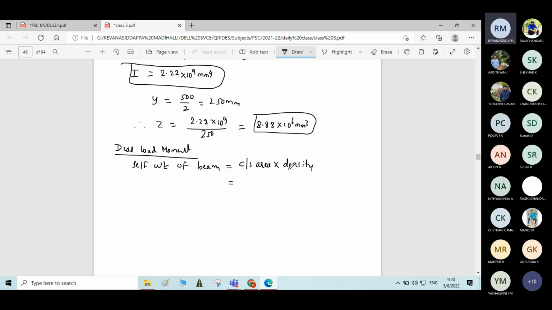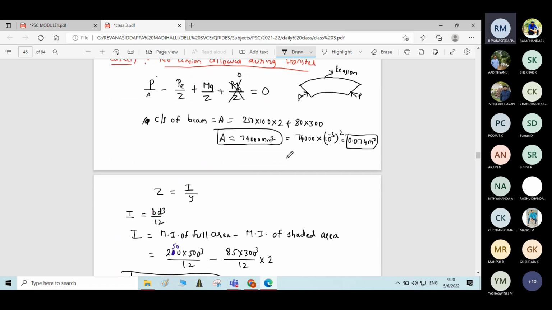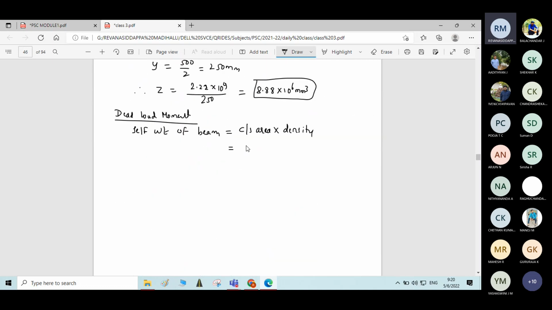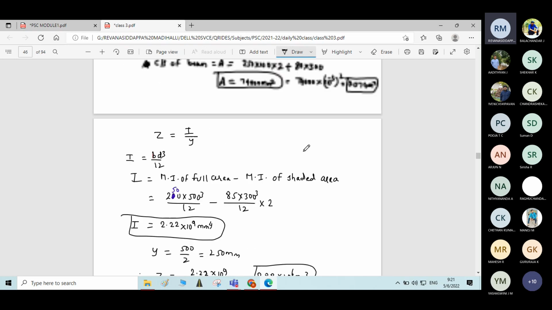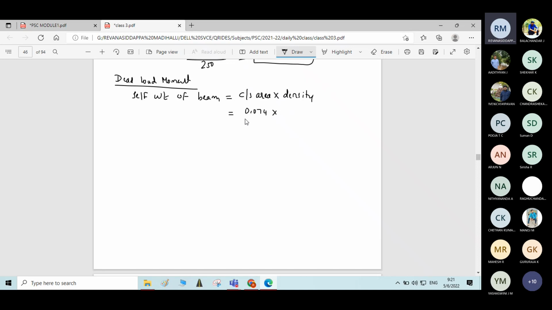See here, density is given in terms of kilonewton per meter cube. Okay. And area should be substituted in terms of meter square only. Okay. 0.074 meter square into density of the concrete. It is given as 25 kilonewton per meter cube. Sometimes they will give, sometimes they will not give. If it is not given, you need to assume it as 24 kilonewton per meter cube. Even if you assume 25, no problem. Into 25. Okay.